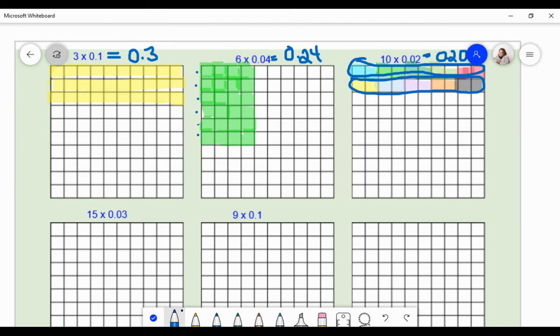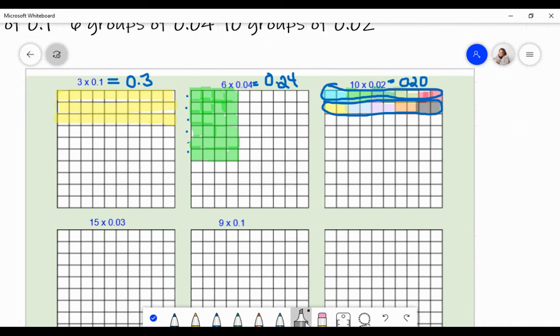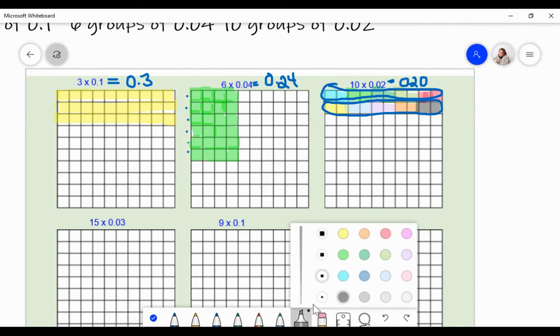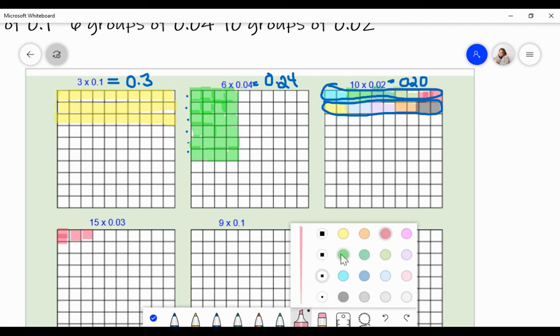Let's look at this next one, 15. And I will do this, let me do that color. So now I'm going to have 15 times 300s, or 15 groups of 300s. So this is 100, 200, 300. That's one group.